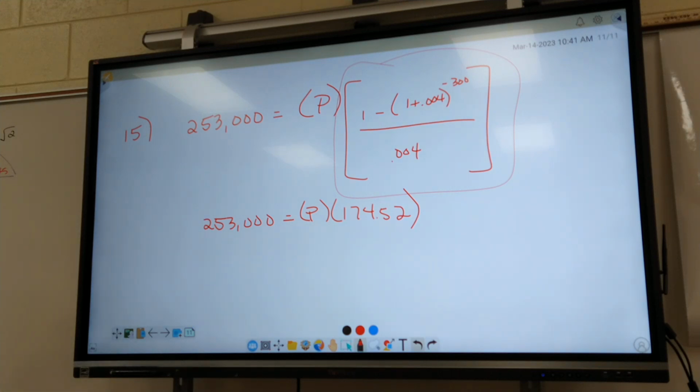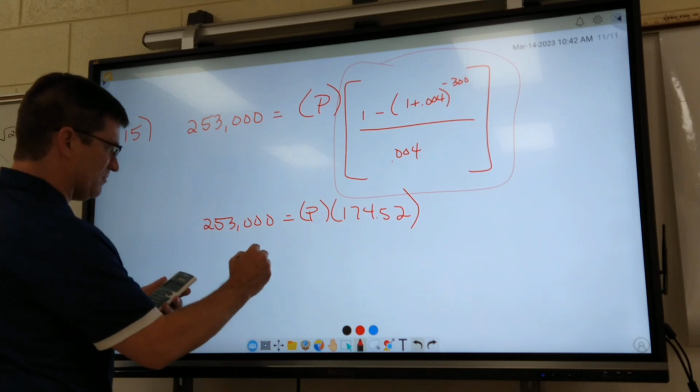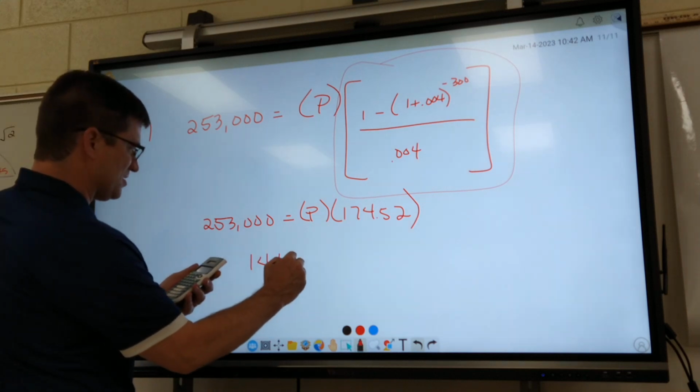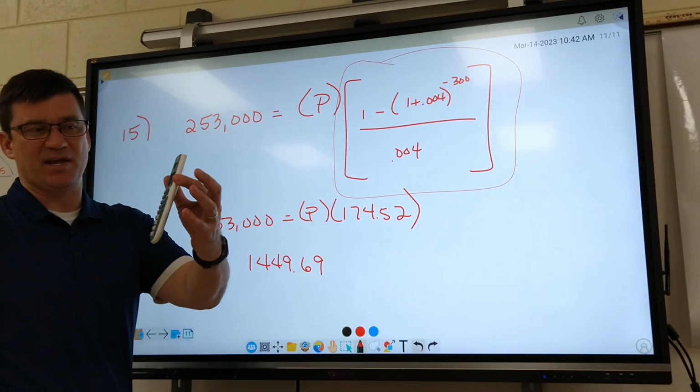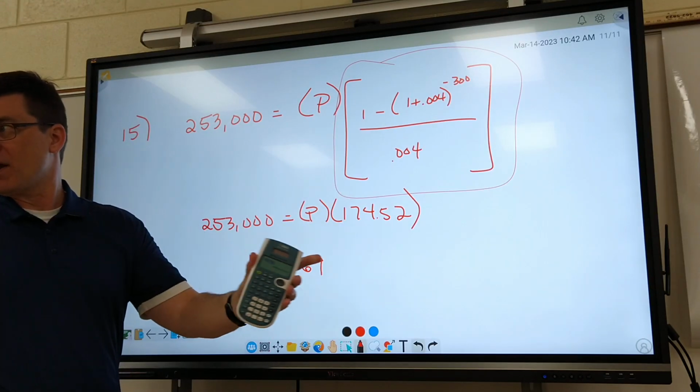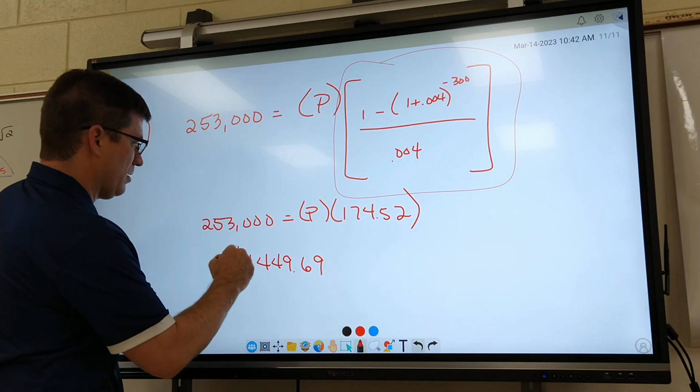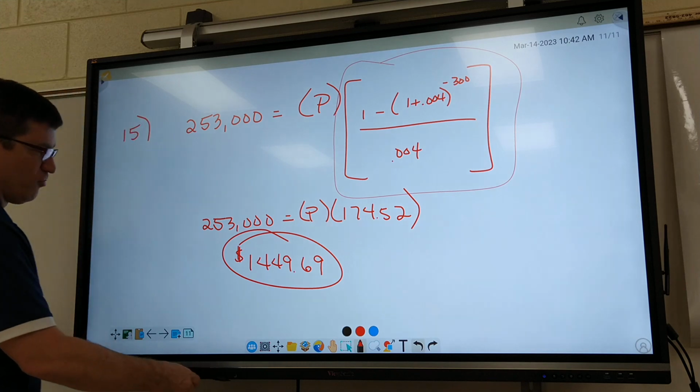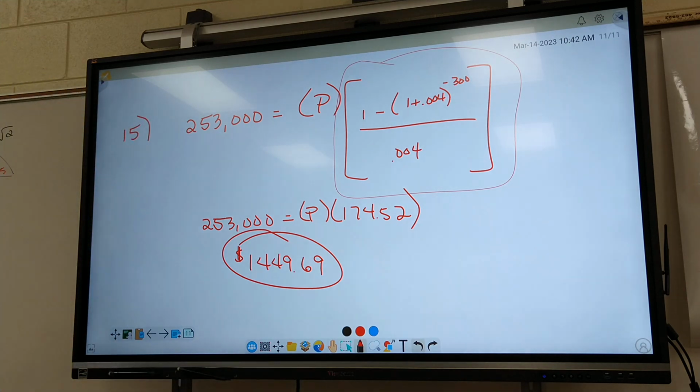All right, so what's the last step on this one? Now you divide it. You put 253,000 on top of your fraction. On bottom, you divide it by 174.52. And our house payment is $1,449.69. Check that. I'm looking at a calculator that's kind of got a line through it. Is that right? Okay. All right, you're going to have one of those. And it hadn't been long in class since we've done that.